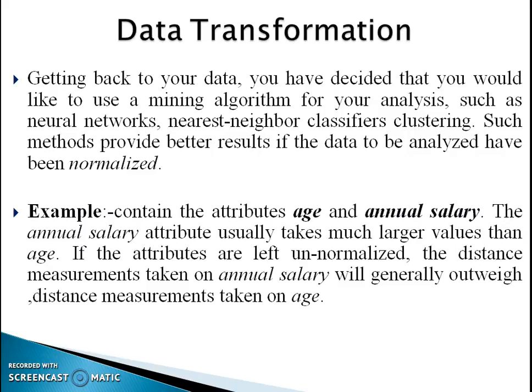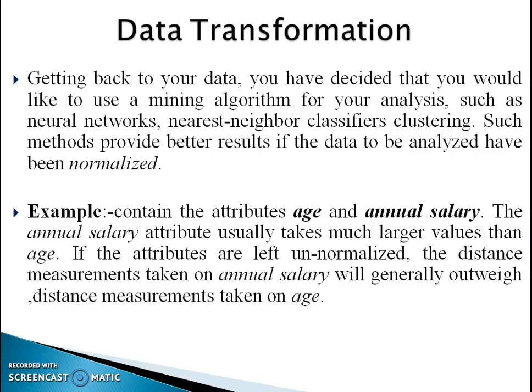Next is data transformation. Getting back to your data, you have decided that you would like to use a mining algorithm for your analysis, such as a neural network, a nearest neighbor classifier, or clustering. Such methods provide better results if the data to be analyzed have been normalized. In normalization in databases, we have heard about the terms first normal form, second normal form, third, BCNF and all. For example, consider data containing the attributes age and annual salary.